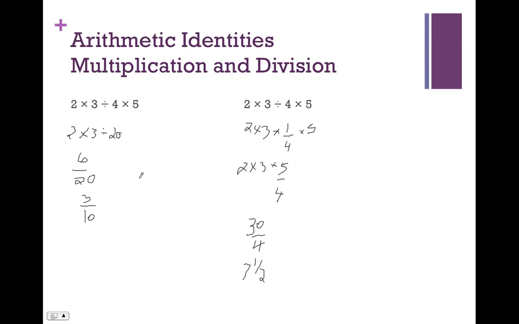Now, if we do it without the multiplicative inverse, we need to follow left to right, and then we'll get the correct answer. 2 times 3 is 6. 6 divided by 4 is 6 quarters. 6 quarters multiplied by 5 is 30 quarters, and we will get the same answer of 7.5.